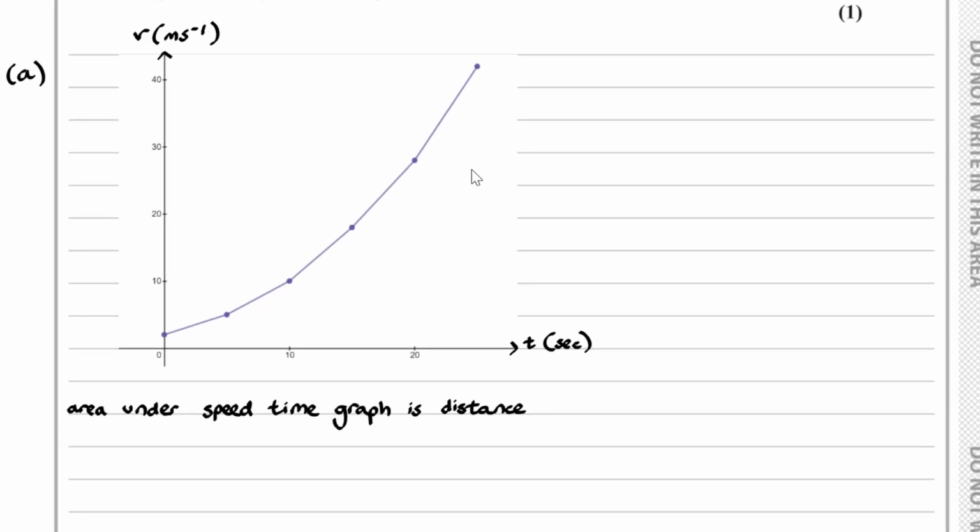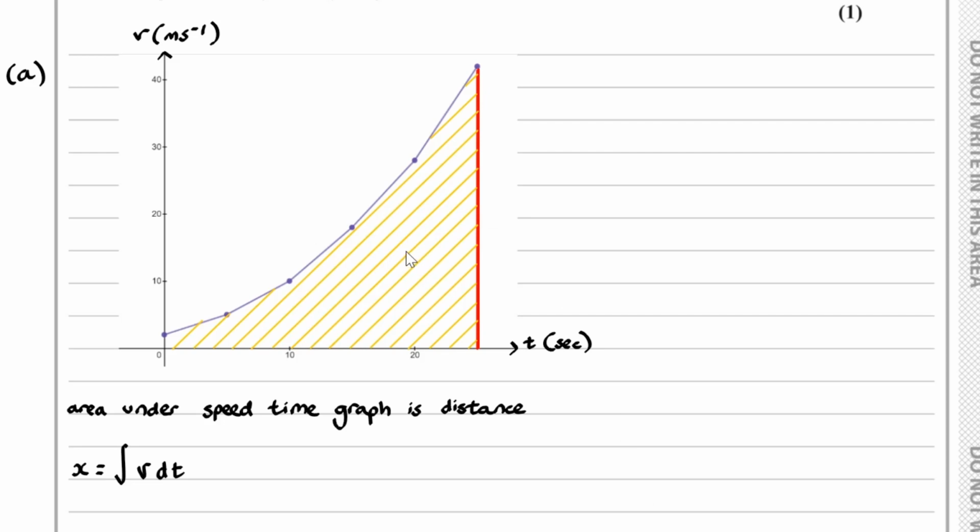And the distance x, that's given by the integral of the velocity with respect to time. And we can use the trapezium rule to estimate this area. Of course, we have various different pieces of trapezia. So what we wish to do in this question is find out the area of the following shaded bit. So we wish to find the area of this.